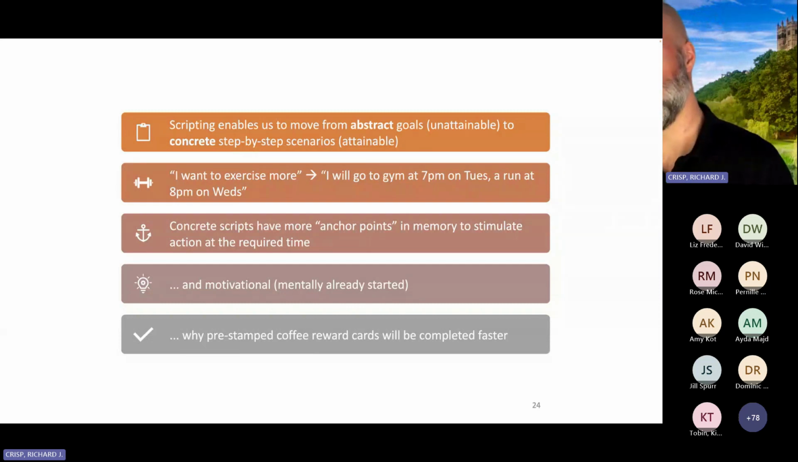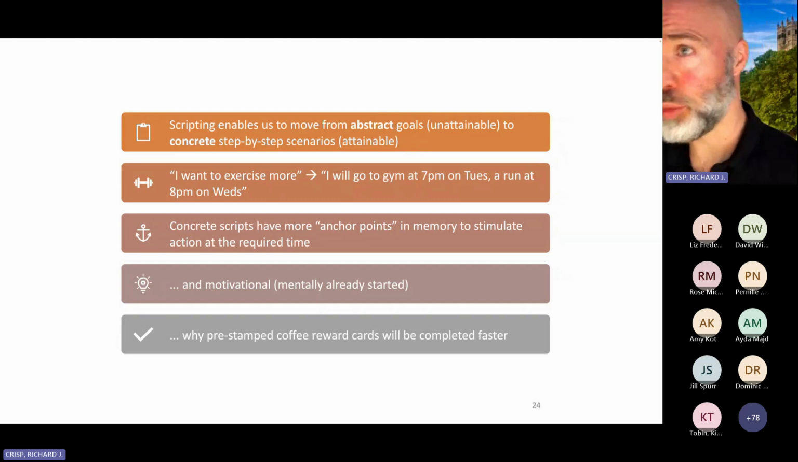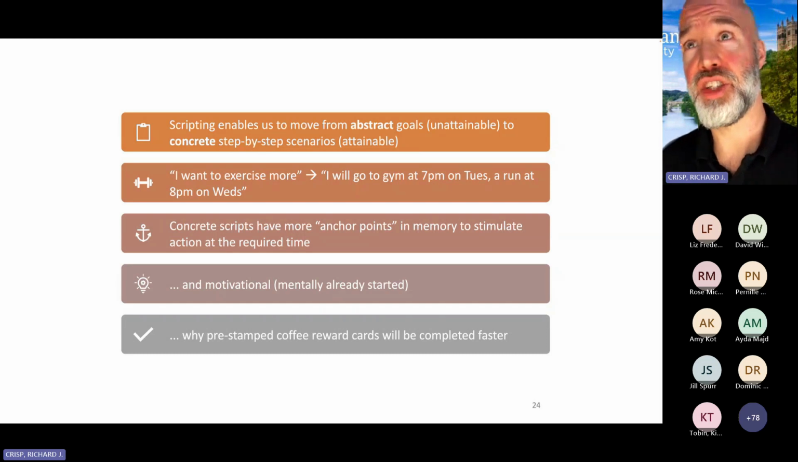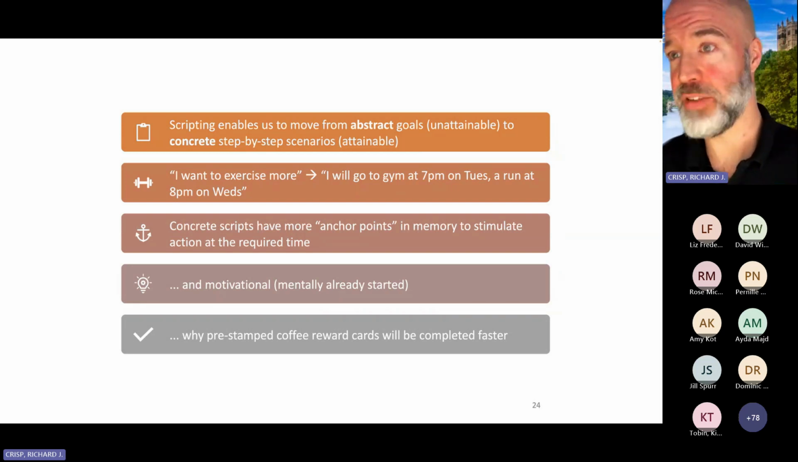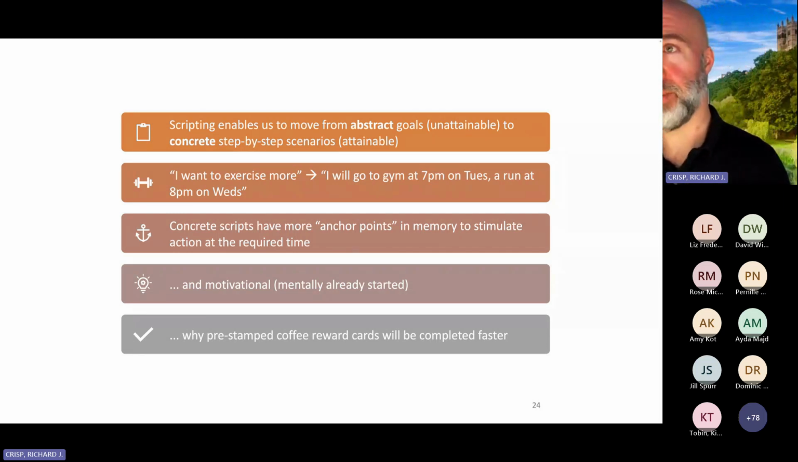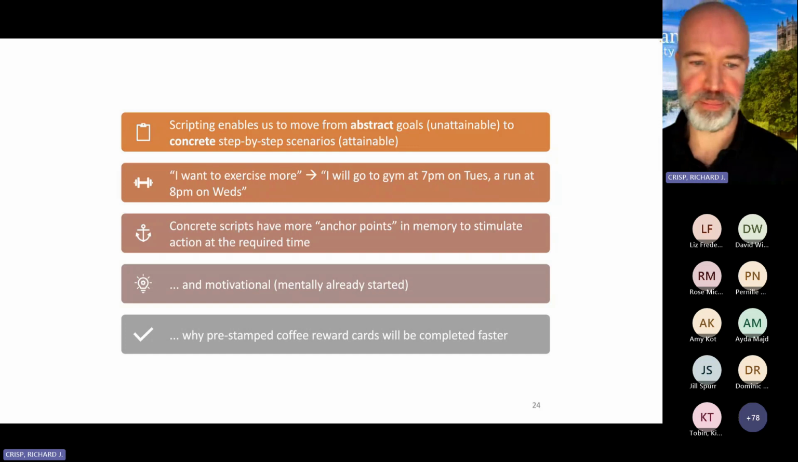In health psychology, we know, for instance, that people are far more likely to get healthy if they form something called implementation intentions, if they form a script for how they're going to do that. So rather than just getting them to believe and agree they should do more exercise, get them to form scripts of how they're going to do that. So I'm going to go to the gym at 7 p.m. on a Tuesday. This works because concrete scripts have more anchor points in memory. In other words, as you go through your daily life, you remember them more, and you remember the steps to go through, and we just follow on from one another.